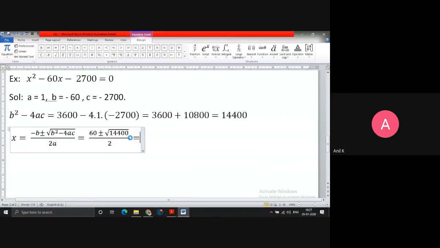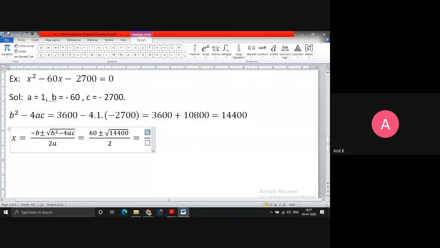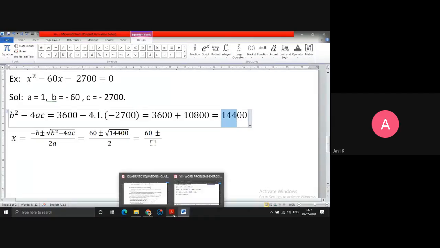Okay, so which is equals to, now here the question arises, what is the under root term? You have 60 plus or minus. You observe the under root term carefully. You have 144. Okay, what is the square root of 144? Square root of 144 is 12.